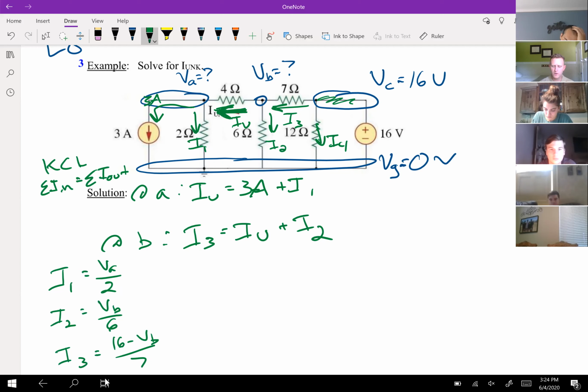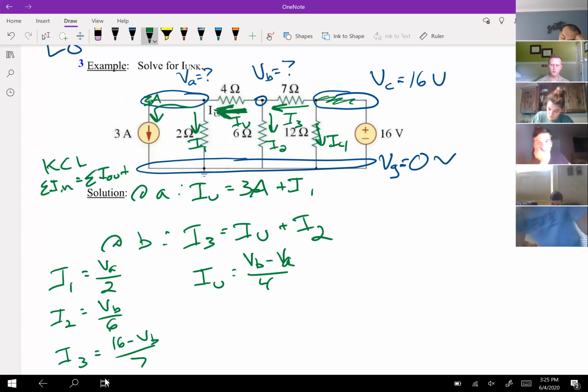Note that I left one arrow between these called I unknown. Some people will draw an arrow at each node, which is fine. Just note that then the direction will change, so the terms will change of what's being subtracted, but I left it as 1. It's going from VB to A, and it's going across 4 ohms. So there's all of the currents that are inside of this equation. IU, 3 amps is known, I1, I3, IU, and I2.